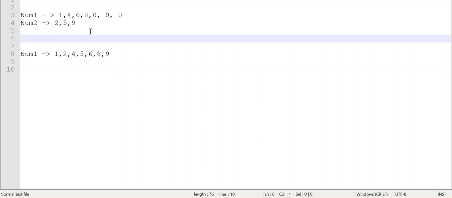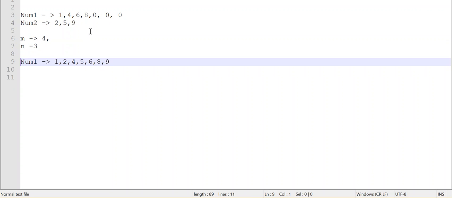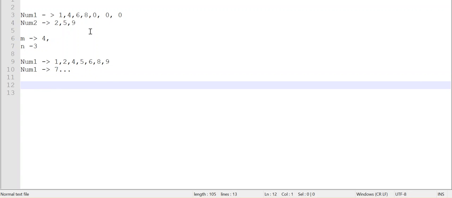Just to ensure, m will be equal to 4 and n will be given as 3 in this case. So my updated nums1, which will contain both the values, will have a total size equal to 7, right? So how will we approach this problem?